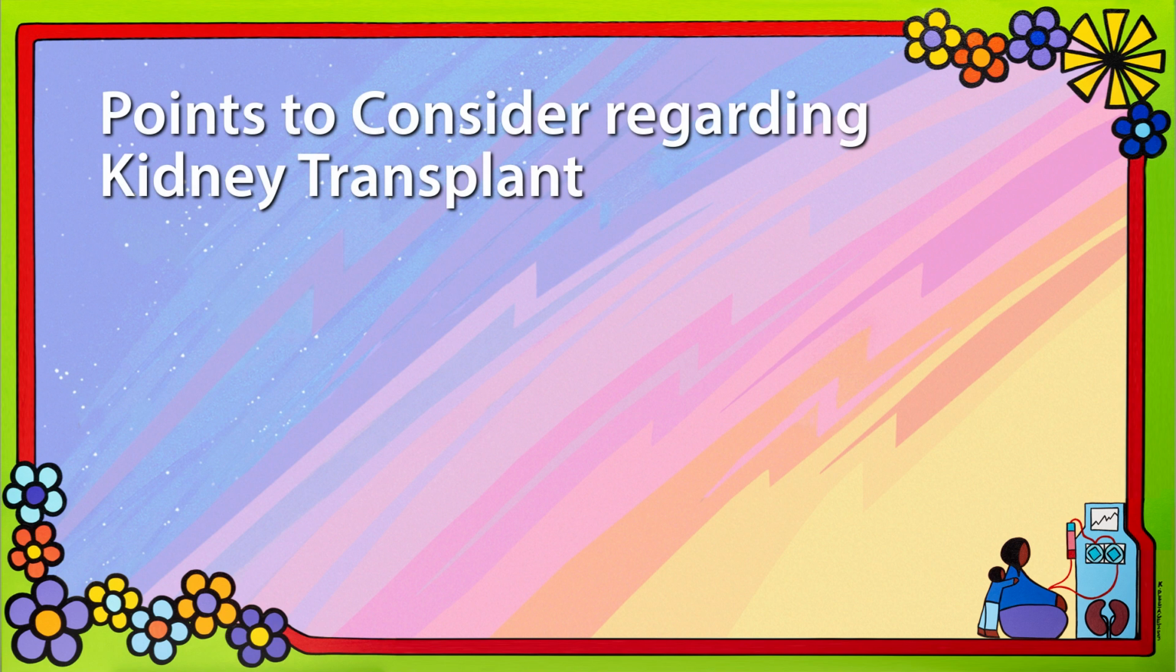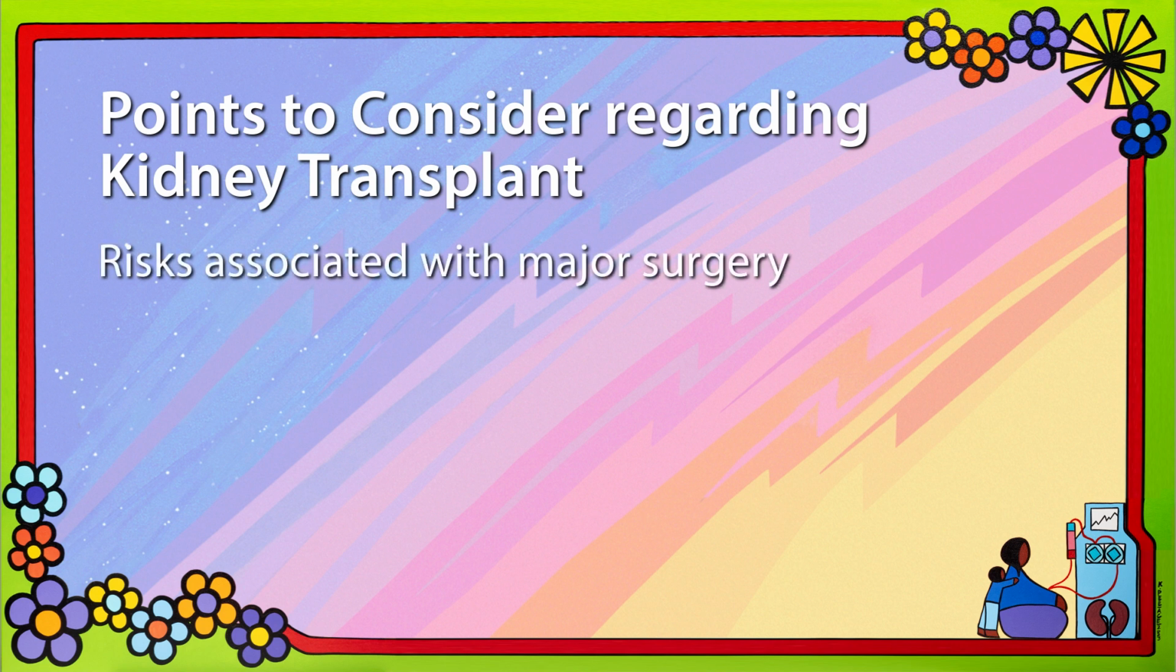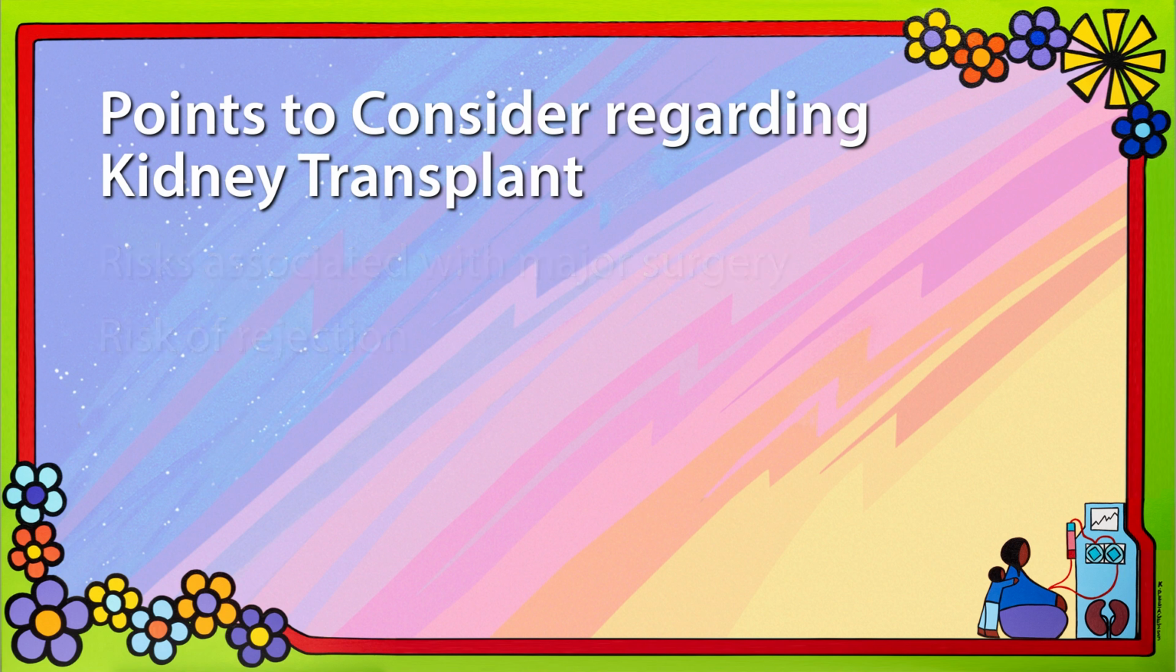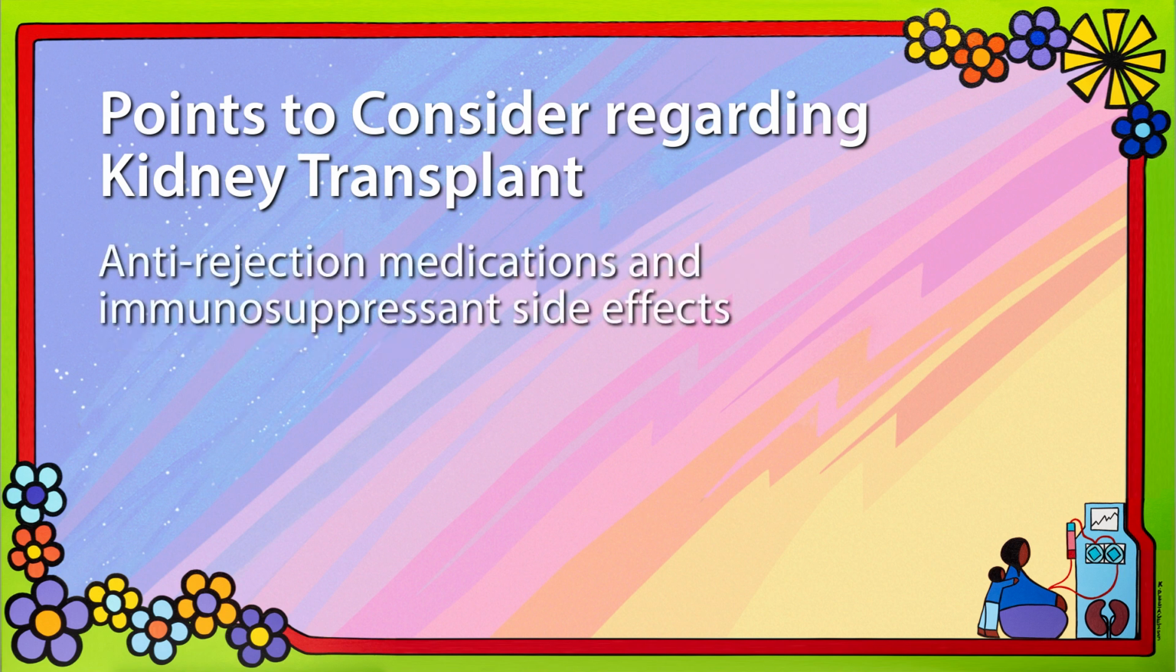There are several things to consider when deciding whether to have a kidney transplant. A kidney transplant is a major surgery, and therefore there are risks associated with the general anesthetic and surgery itself. There is always a risk of rejection. Your body does not like the new kidney and damages it. However, the risk of rejection is less with current medications called immunosuppressants, which must be taken every day. These immunosuppressants have some side effects, which you need to know about.